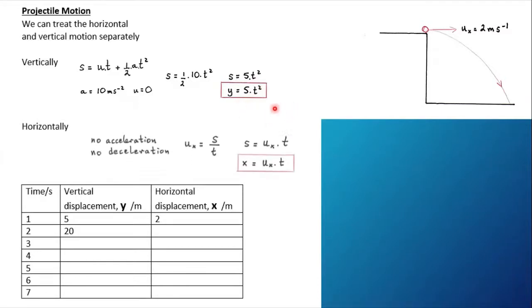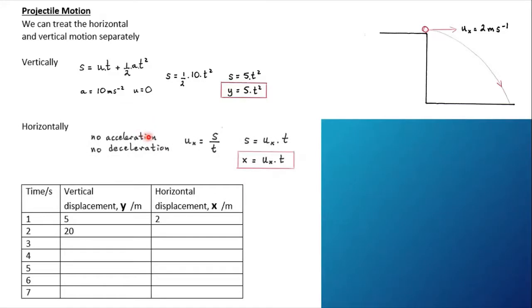Now, horizontally, there's no acceleration, no deceleration, because there's no air resistance. So that horizontal velocity is distance over time. S, the horizontal displacement, equals ux times t. So I've highlighted these two equations. Now, let's look at the table.